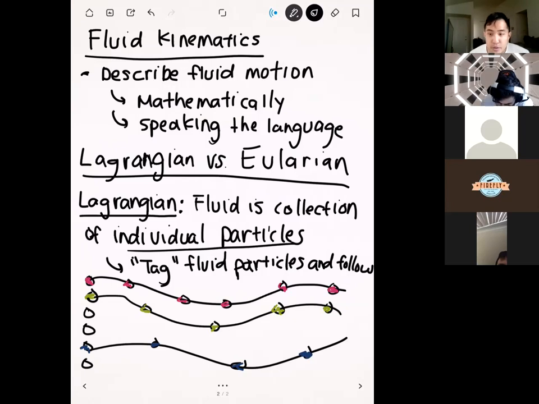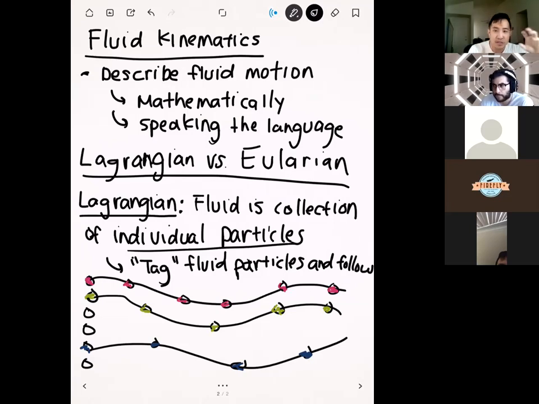Question: would the particles travel along the path but separate from each other, or stay relatively close? It could be either one of those. It really depends on the nature of the flow. But the idea with the Lagrangian description is that you take a particle, you tag it, and then you just follow it along.